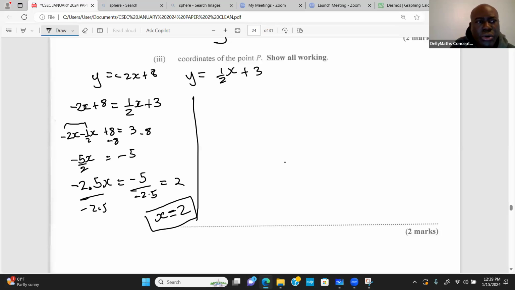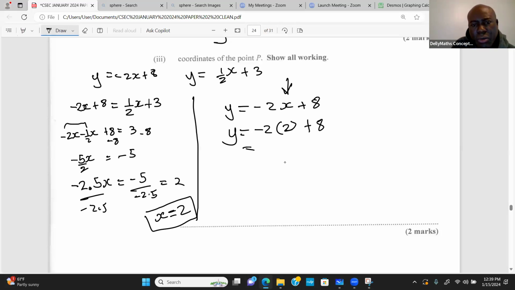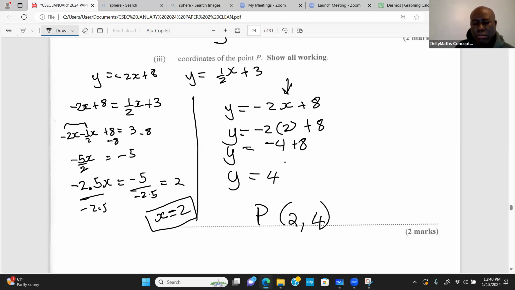So what we're going to do is substitute 2 in any one of these. Any one. Let us say I take this one without the fraction. I'm going to put 2 right here. So y is equal to negative 2 times 2 plus 8. So I'm substituting. y is equal to negative 4 plus 8. y is equal to 4. So x is 2. The coordinate of P is (2, 4).